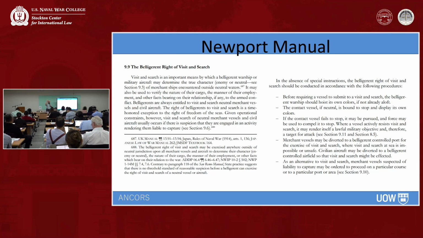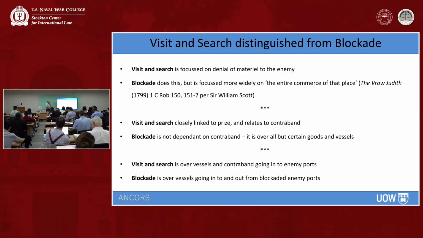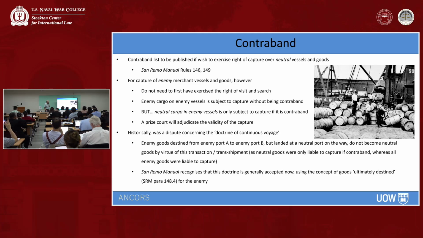And we refer to state practice as evidenced by those treaties, as evidenced by the manuals that were on the previous slide, to make it very clear that visit and search is and remains one of those methods of warfare that is available to belligerents. We make it clear also that there is a difference between visit and search and blockade, that it's not the same. So we make that very clear as well. And we also talk about contraband and the distinction that exists with contraband as well.